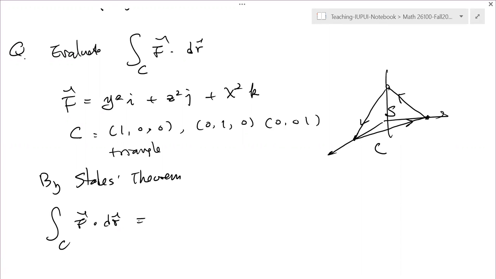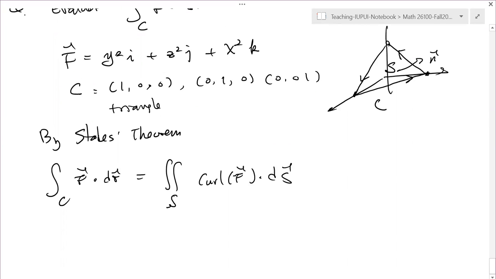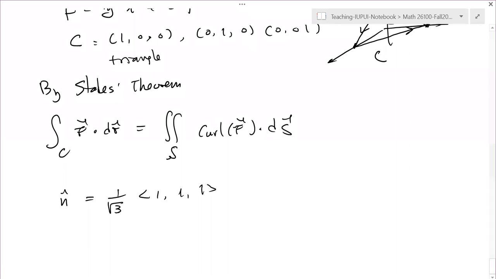So this will be the double integral over S of the curl of the vector field dotted with the normal, dS. So you need to know the normal vector. For the triangle, the normal vector is obvious. It's going to be (1, 1, 1), and when you normalize it, it's going to be 1 over square root 3.